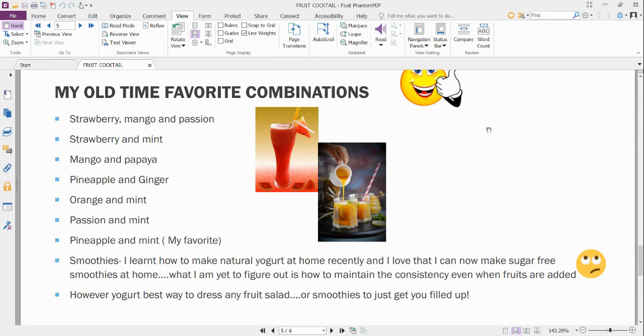There's also the strawberry, which is usually sweet and sour, and of course passion, which is a bit sour. So the combination of these makes it very tangy and tasty to the tongue, and I really get quite excited with this. And then I have strawberry and mint.